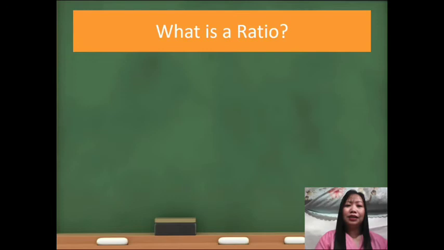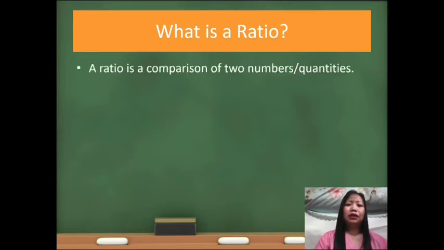So let us start by defining what is a ratio. A ratio is comparison of two numbers or quantities. In a classroom, the comparison of boys to girls is an example of ratio.